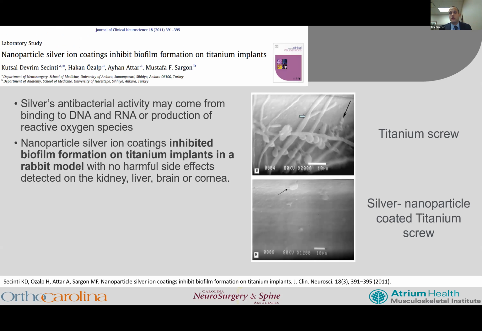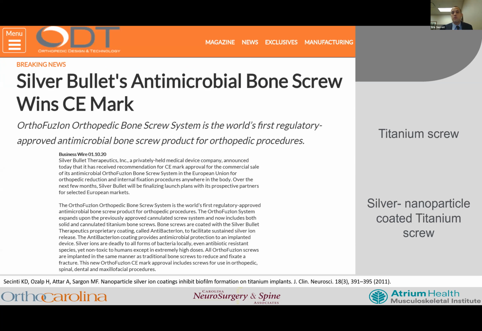Catherine briefly mentioned silver as a possibility for this, and there is, in fact, decreased biofilm deposition on silver nanoparticle-coated titanium screws as compared to plain titanium screws. And based on this, there is a company in Europe very aptly named the Silver Bullet, which will sell you a silver-coated screw for your orthopedic fixation. And over the next year, hopefully we'll begin to see whether or not this actually makes a difference coming out of Europe, as this was just approved in January.